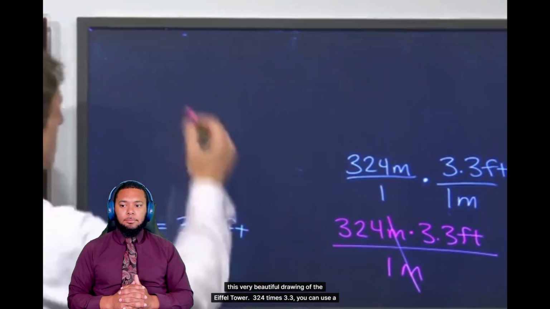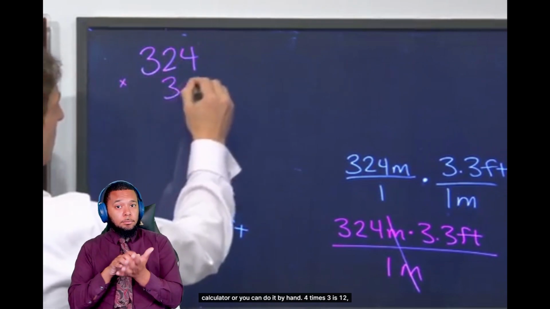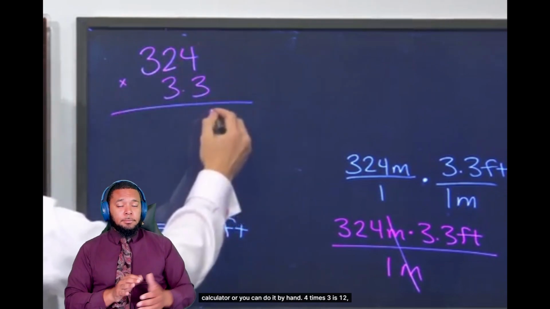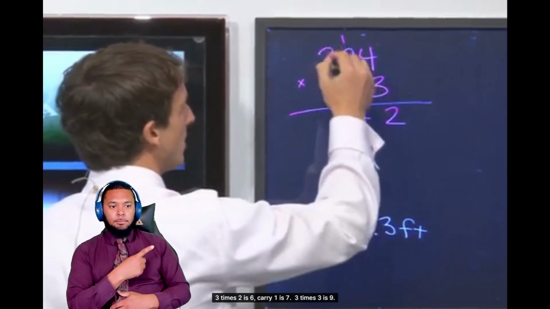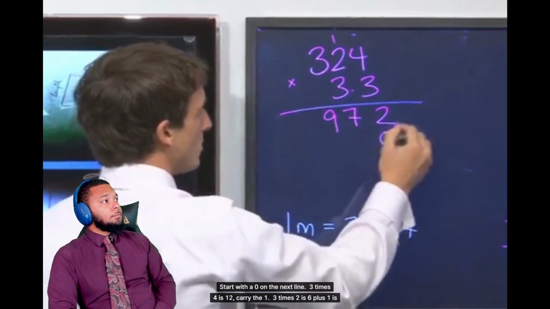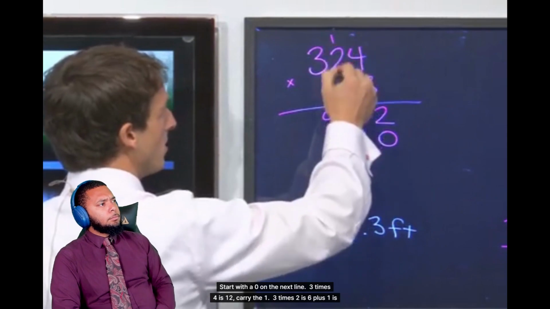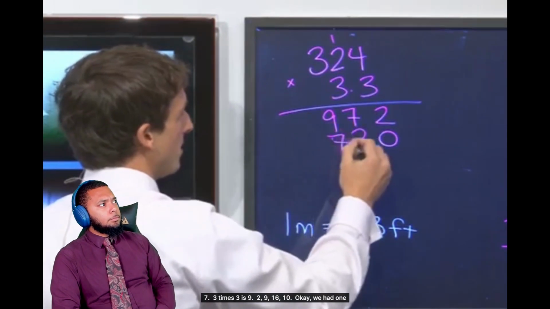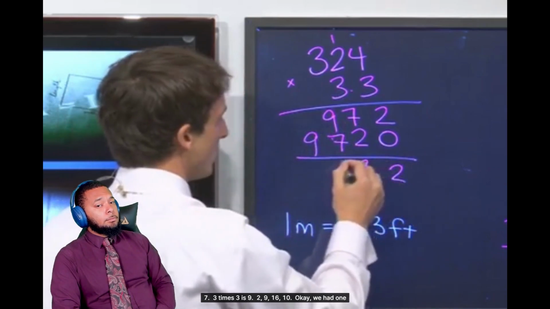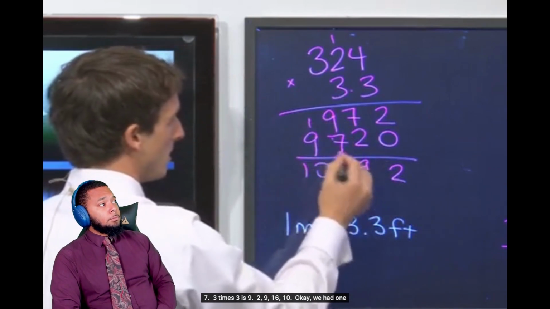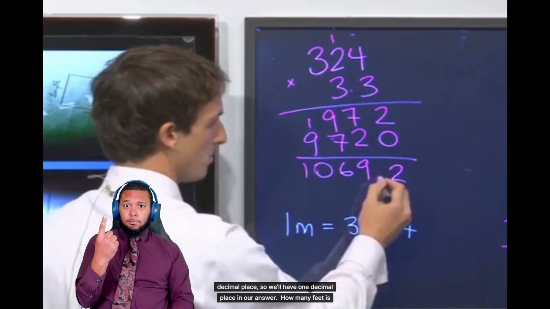324 times 3.3. You can use a calculator, or you can do it by hand. 4 times 3 is 12. 3 times 2 is 6, carry 1 is 7. 3 times 3 is 9. Start with a 0 on the next line. 3 times 4 is 12. Carry the 1. 3 times 6 plus 1 is 7. 3 times 3 is 9. 2, 9, 16, 10. Okay. We had 1 decimal place, so we'll have 1 decimal place in our answer.